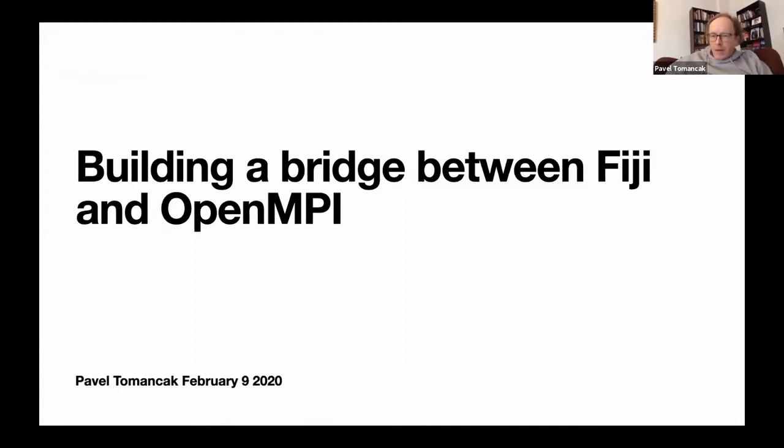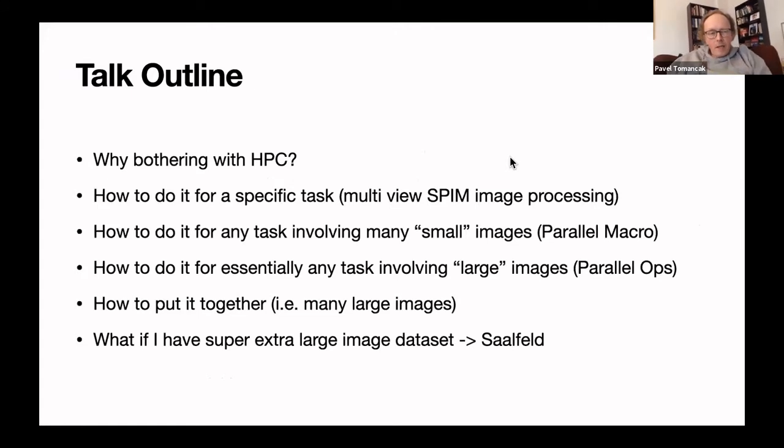Welcome everybody. I will hopefully ease you into the complicated topic of exploring how to parallelize image analysis using Fiji and in particular in this case OpenMPI. So my presentation will be structured as follows. First, we will look into why we actually need to use HPC to do image analysis. Then we will discuss the efforts which we have made in the past to apply parallel processing to a very specific image analysis task.